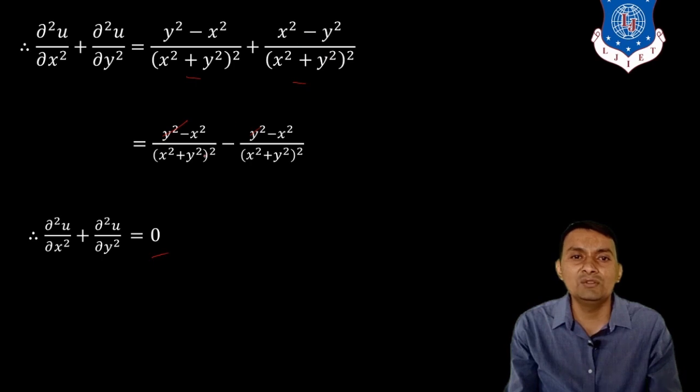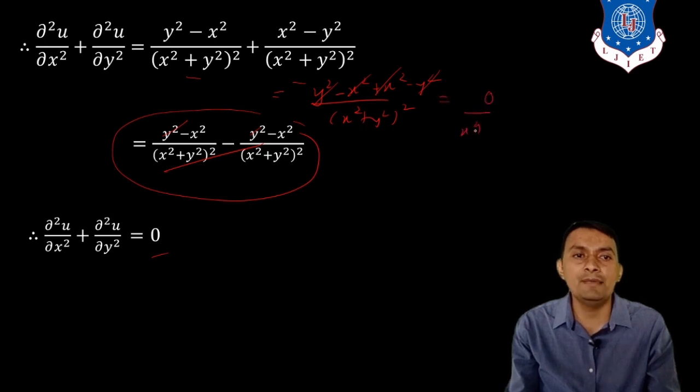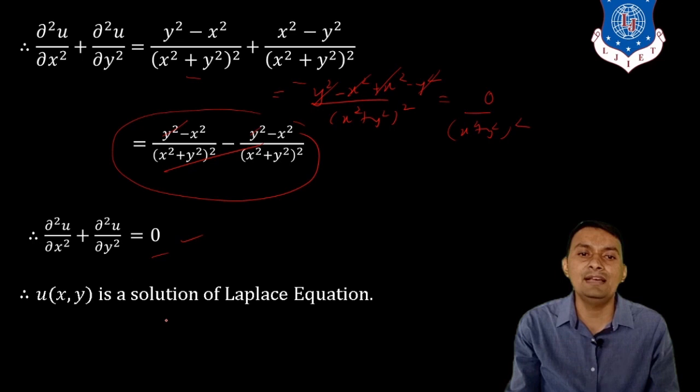So directly, there is no need to consider this one. You can also see directly that the LCM is x square plus y square raised to power 2. So what you get is y square minus x square plus x square minus y square. X square cancels out, y square cancels out. So you get 0 divided by x square plus y square raised to power 2, that is 0. This means that u of x, y is a solution of the Laplace equation.